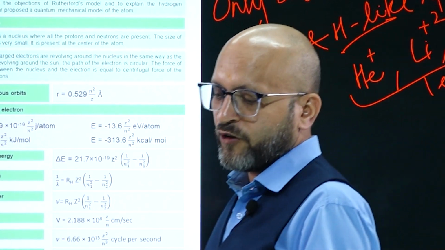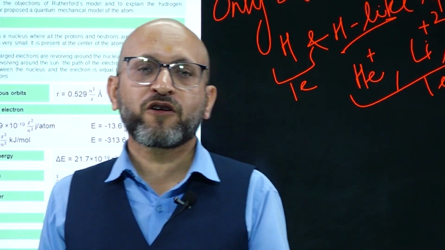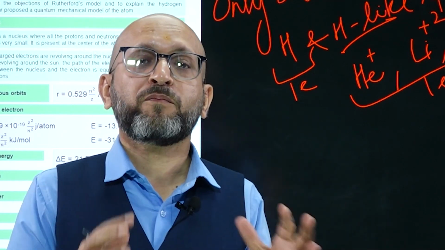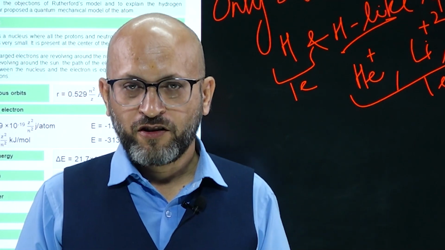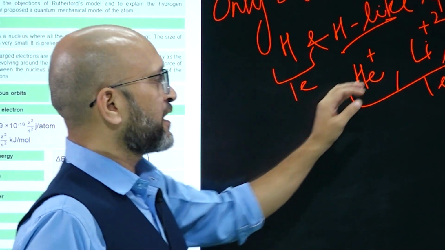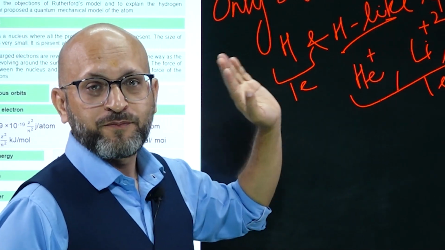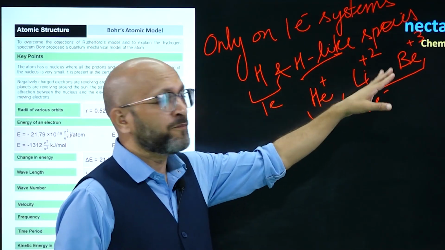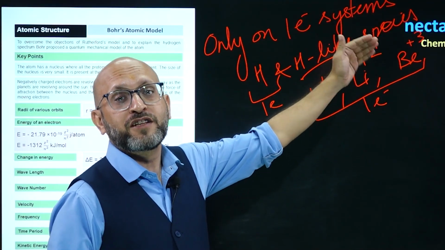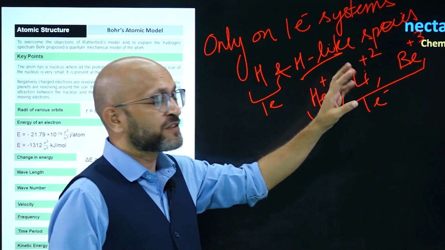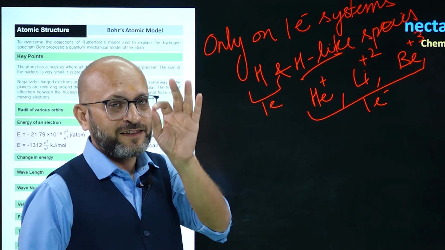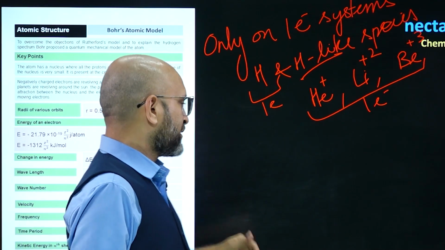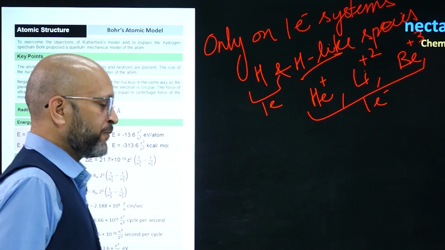So these formulas are applicable only on 1 electron systems. They are not applicable on multi electron atoms. Alright. So these formulas are not applicable on lithium, but applicable on Li2 plus. They are not applicable on beryllium, but they are applicable on Be3 plus, because all these species have 1 electron. So this is very important. Always remember this.